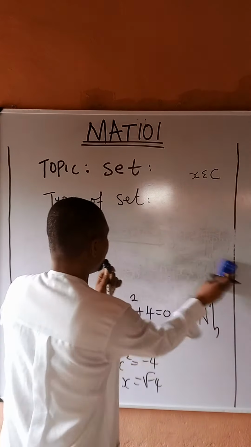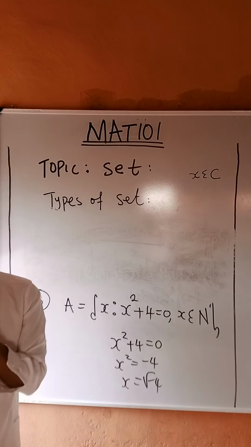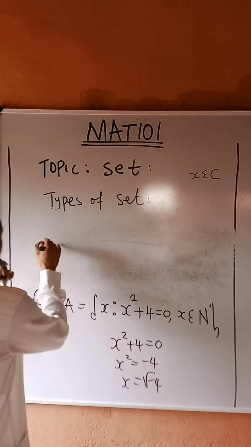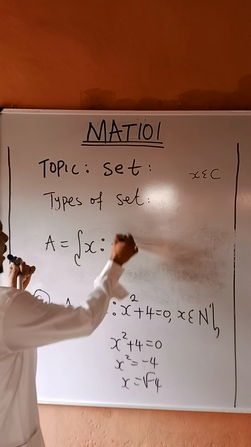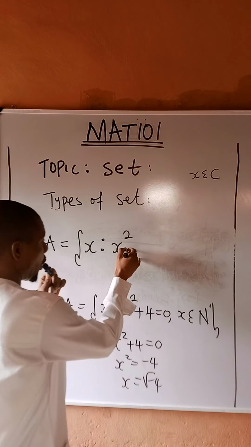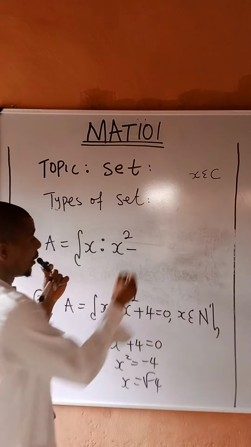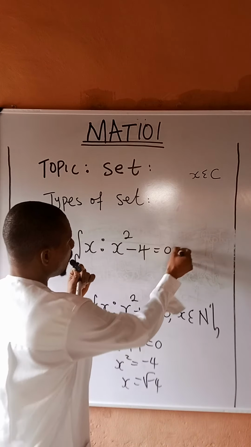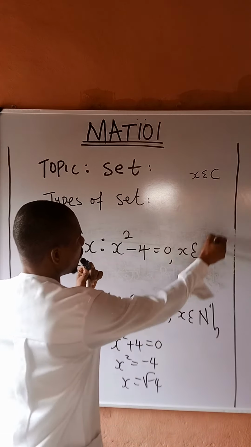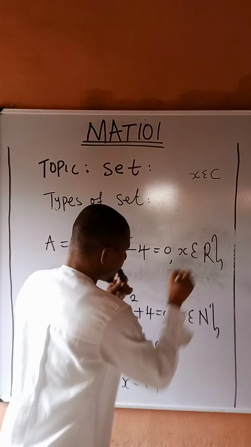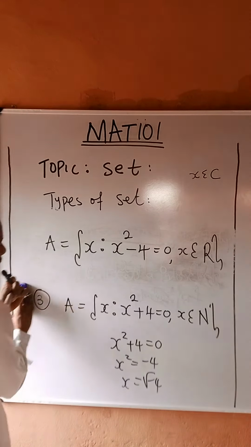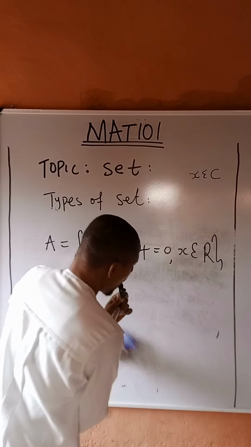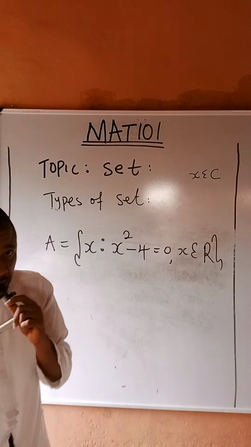But if I have this, let's look at this. If I have that A is a set of x such that x squared minus 4 is equal to 0, and where x is an element of the real numbers. This is not an empty set.